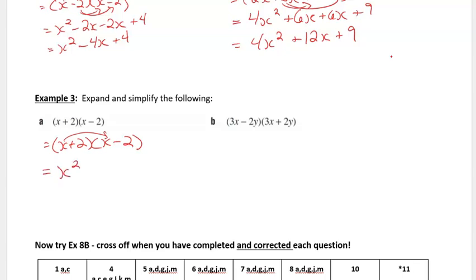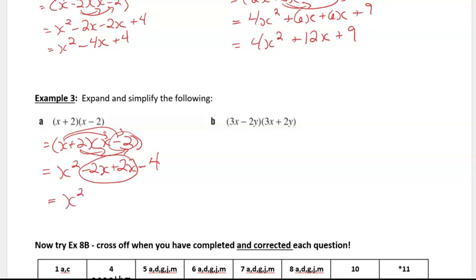X times x is x squared. X times negative 2 is minus 2x. Okay, doing good so far. And then over here, 2 times x is plus 2x. There it is. And then 2 times negative 2 is negative 4. And so here, negative 2x plus 2x cancels out, and we get x squared minus 4, exactly as I said.